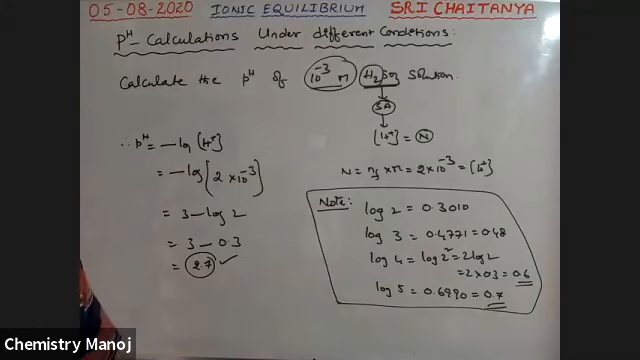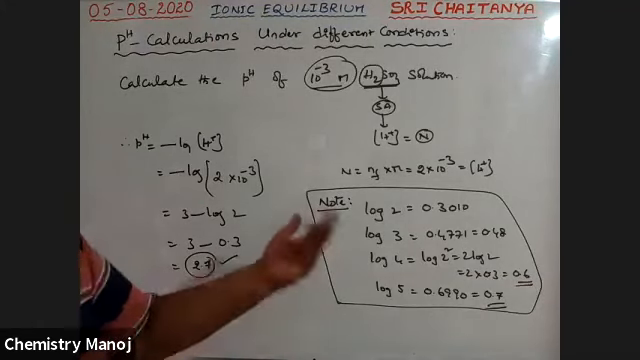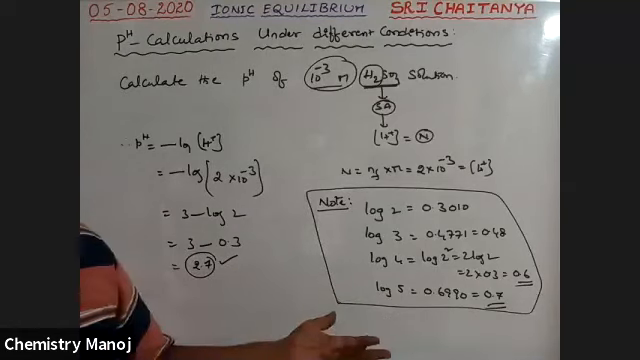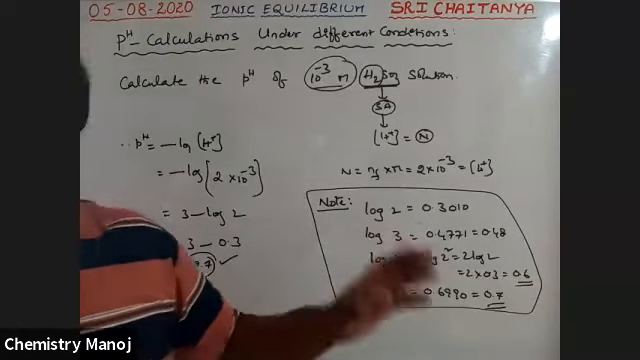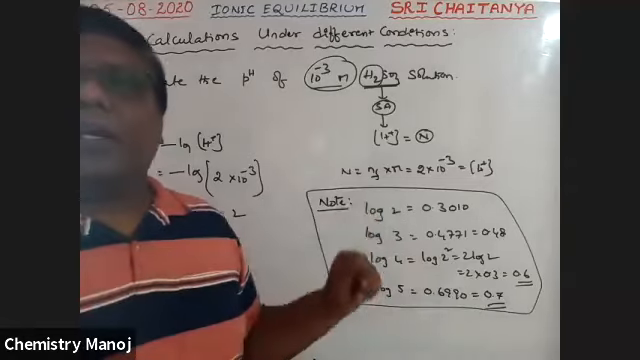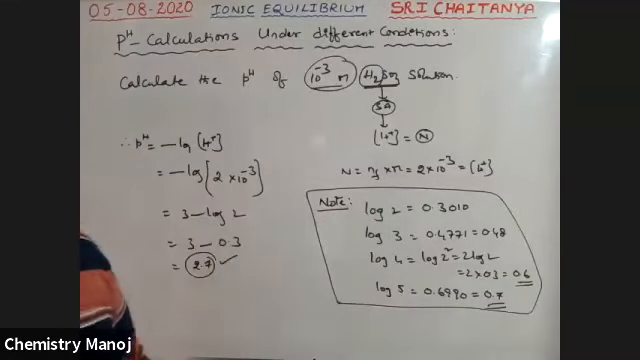Don't read the log 7 roughly values. It is not needed. Other values usually in your problems are supplied by the examiner. So it is very, very important.